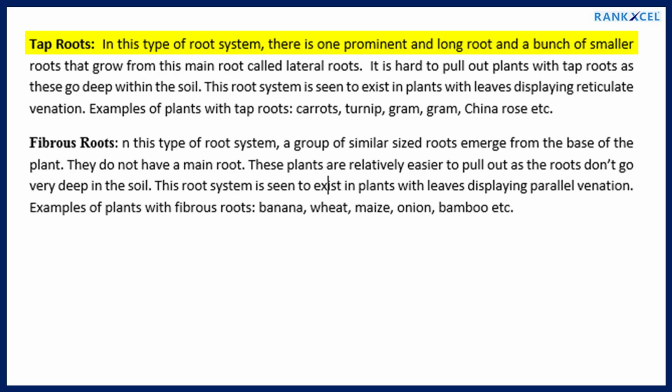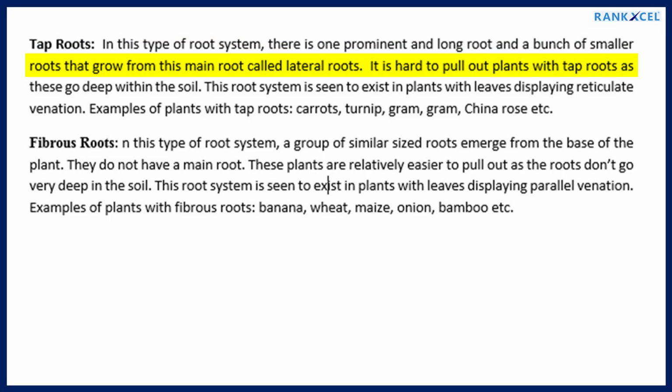Taproots. In this type of root system, there is one prominent and long root and a bunch of smaller roots that grow from this main root, called lateral roots. It is hard to pull out plants with taproots as these go deep within the soil. This root system is seen in plants with leaves displaying reticulate venation. Examples of plants with tap roots: carrots, turnip, gram, China rose, etc.